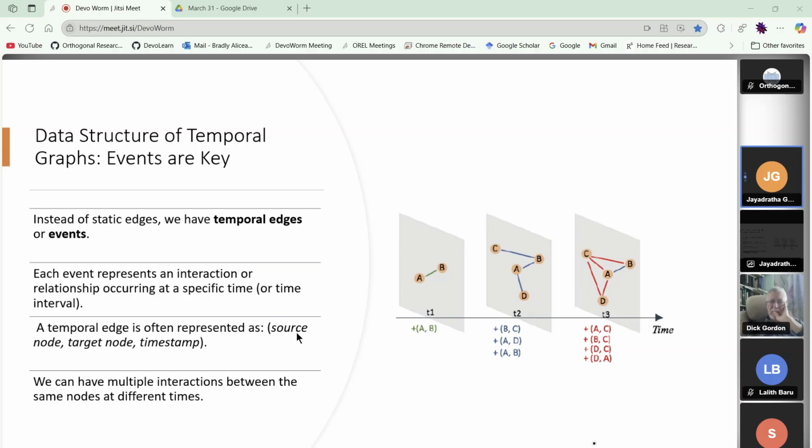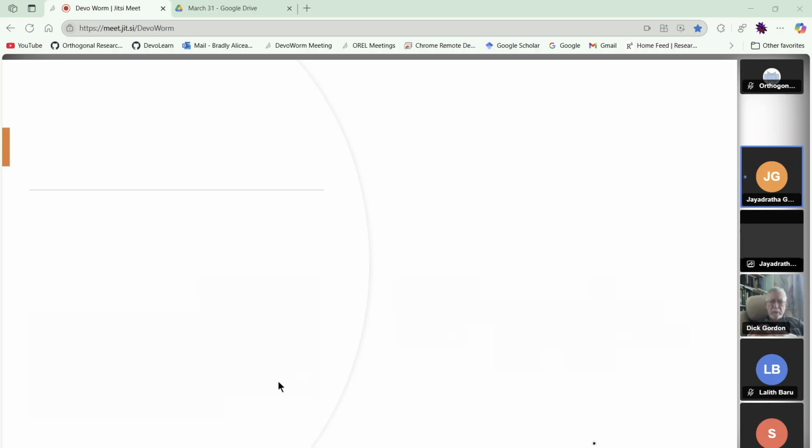Instead of a static graph, we use temporal edges or events. Instead of only the node, we can have multiple interactions between the same nodes also, that we have to capture. Each event represents an interaction or relationship occurring at a specific time or time interval. So there are two kinds of temporal graphs.